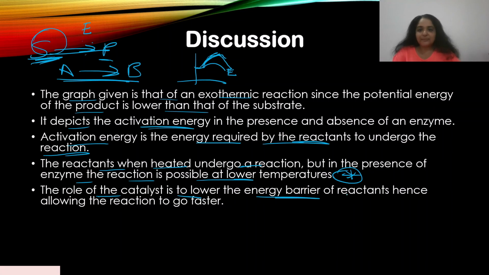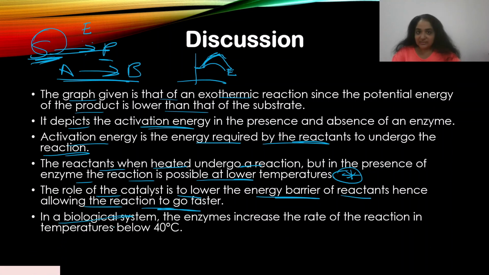The role of the catalyst, in this case the enzyme, is to lower the energy barrier of the reactants, hence allowing the reaction to go faster. Of course, we know that. In a biological system, we have lots of enzymes in our body, and they are continuously performing all these reactions at a high rate. The enzymes increase the rate of the reaction at temperatures below 40 degrees. Otherwise your body would have to maintain a very high temperature. Your set temperature in the body is 37 degrees.